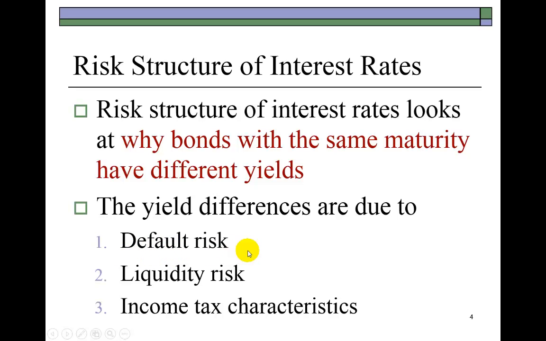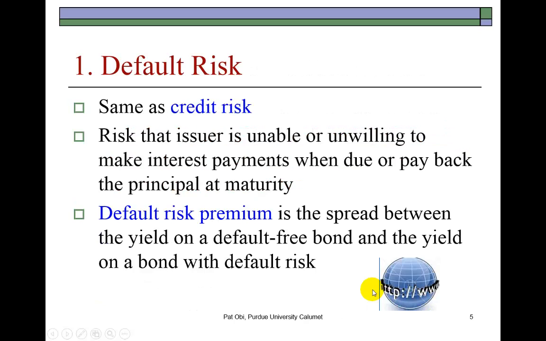One, the default risk differences, in other words, bonds with different credit risks. Two would be the liquidity risk differences, which speaks to how easy or not so easy it is to resell a bond in the financial markets. And finally, the income tax differentials across different bonds. And so we're going to look at these in turn.